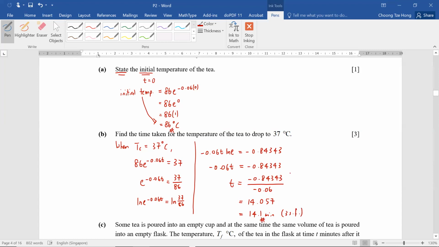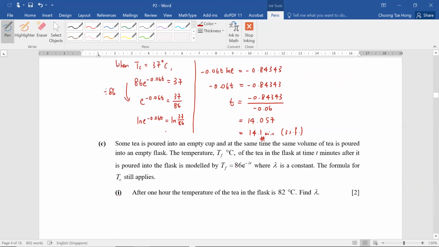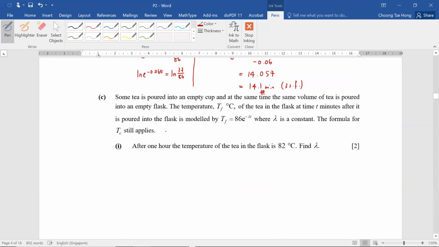The important thing about this part is to remember to divide by 86 on both sides first before you ln both sides. Let's look at part C. This question seems a bit wordy, but it's actually not difficult. So don't be afraid if you see questions that are a bit wordy.